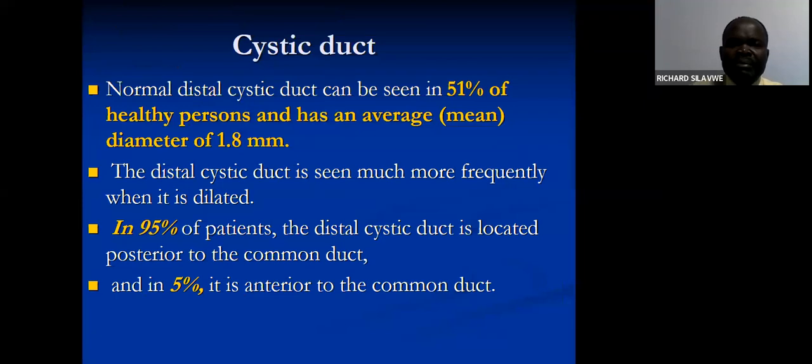Then the cystic duct: the normal distal cystic duct can be seen in 51% of healthy patients and has an average mean diameter of 1.8 millimeters. The distal cystic duct is seen much more frequently when it is dilated. According to the literature, in 95% of patients the distal cystic duct is located posterior to the common duct, or the common bile duct, and in 5% it is anterior to the common bile duct.